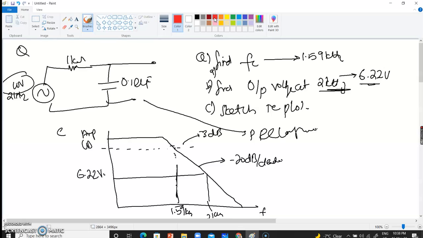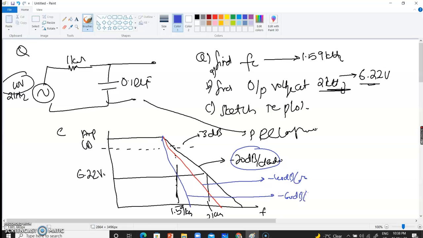Right, so if I wanted to have a steeper slope, then this red line over here is my design requirement. It can be minus 40 dB per decade. And this blue line over here can be minus 60 dB per decade. So you need to know how you can make that, right?